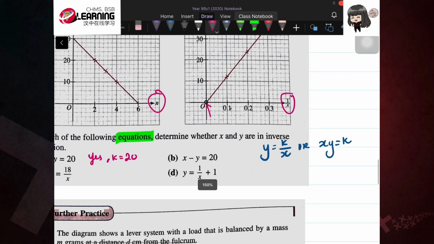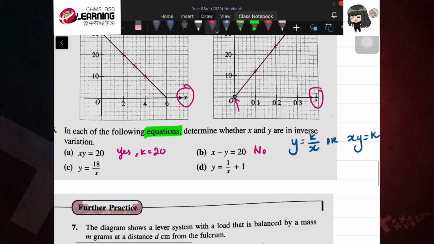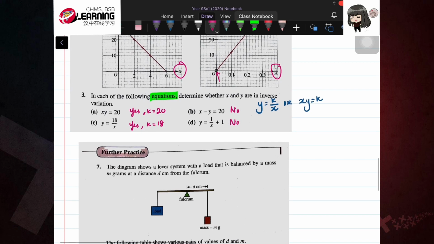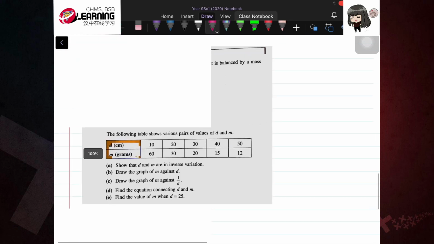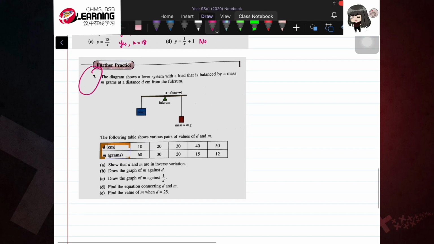Okay, part B, x minus y, so it's obviously no, it's not inverse variation. And part C, y equals 18 over x, so yes, it is an inverse variation with k equals 18. Okay, and part D, y equals 1 over x, but with a plus 1. Okay, it's no, it's not inverse variation. Okay, question number 3 done. So question number 7, you do it by yourself.